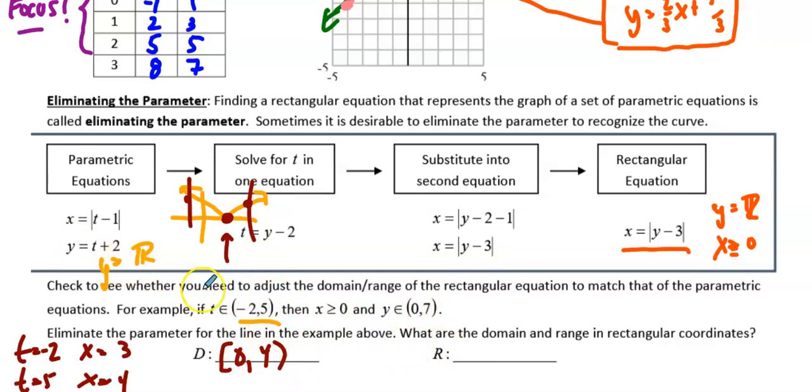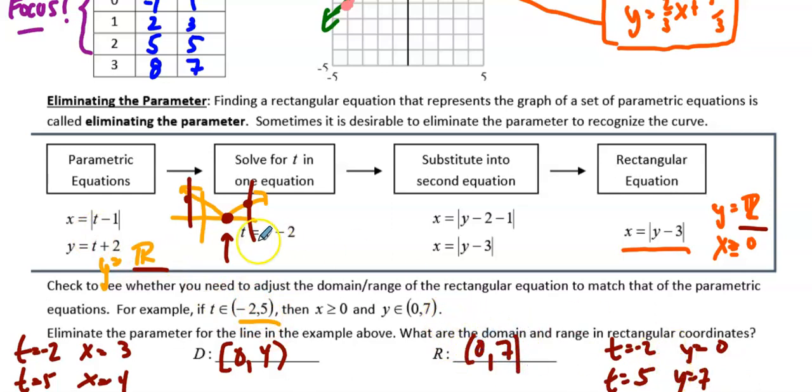Range, well, my y was not restricted ever. So it's all real numbers here. So all I simply have to do here is plug in -2. When t equals -2, y is going to be equal to 0. And then when t is equal to 5, again over here, I can plug in and I get y equals 7. So my range is going to be on the interval from 0 to 7.